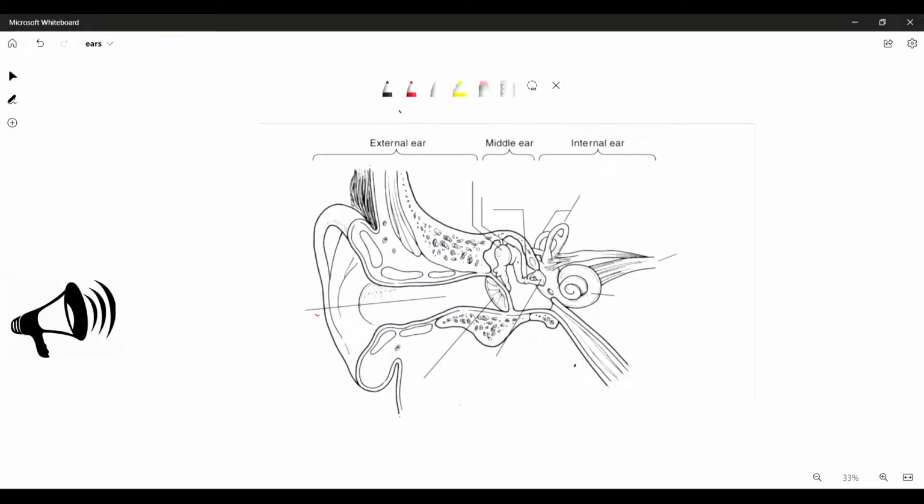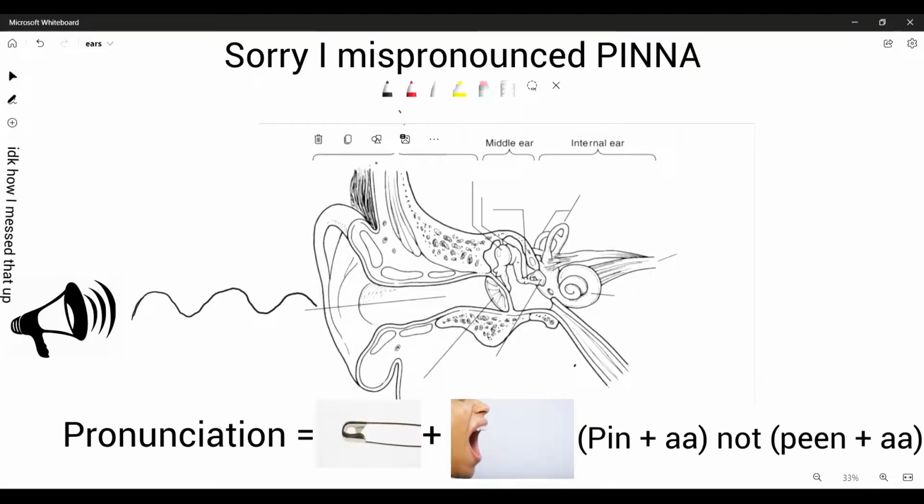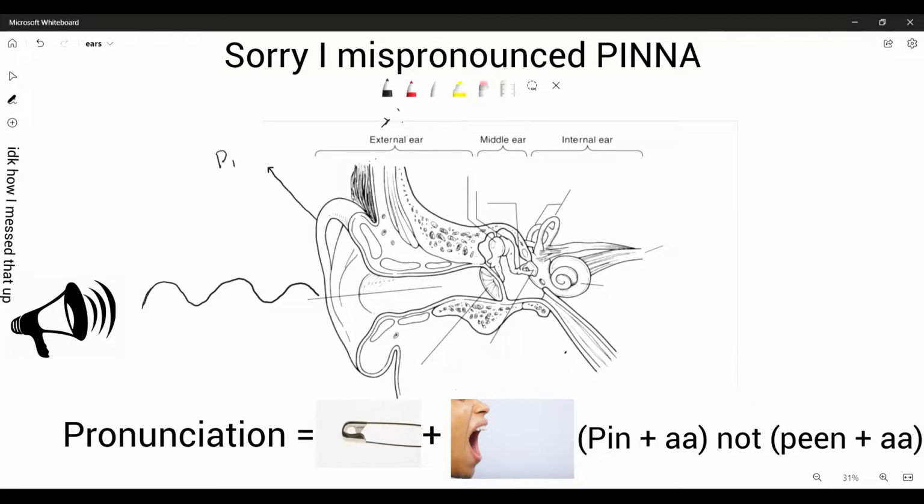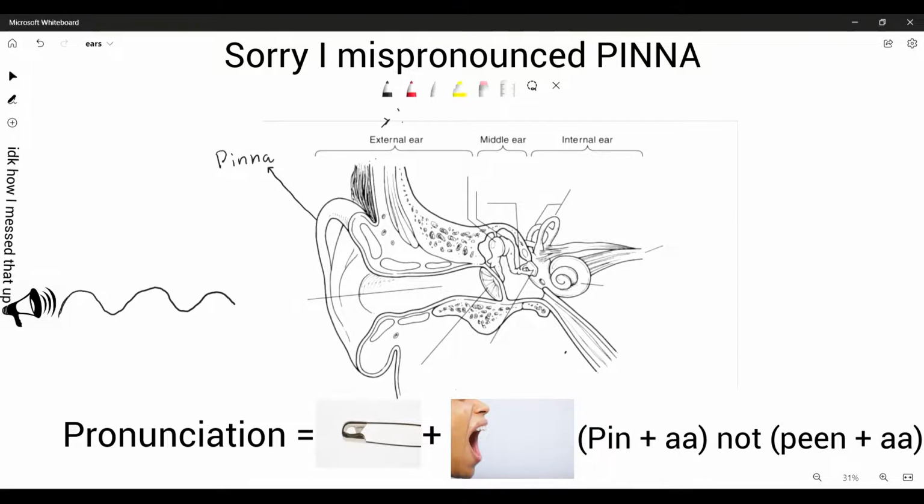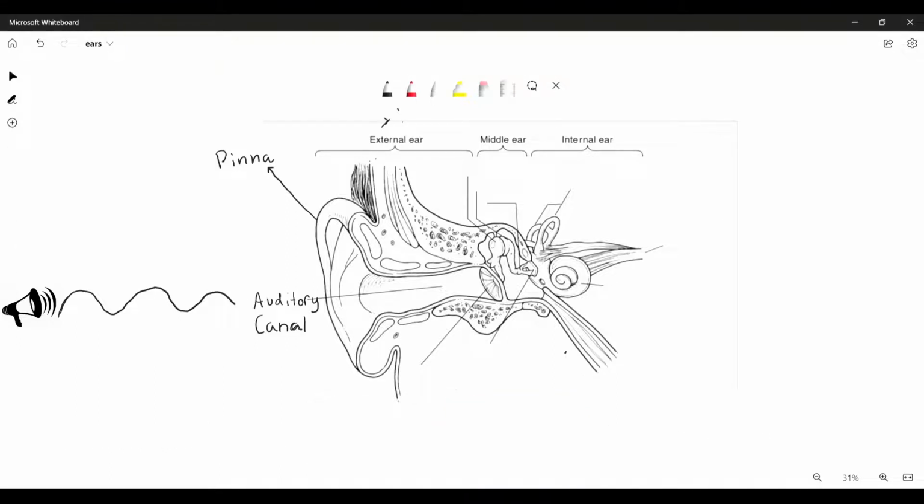Let's say you hear something and that sound slowly makes its way over to your ear, and the first thing that the sound wave would encounter is your pinna. The pinna is what others see when they look at you. That's the outer part of the ear. And then the sound travels through the auditory canal, and then the sound encounters the tympanic membrane, also known as the eardrum. Once the sound reaches the tympanic membrane, sound makes the tympanic membrane vibrate in a certain way.